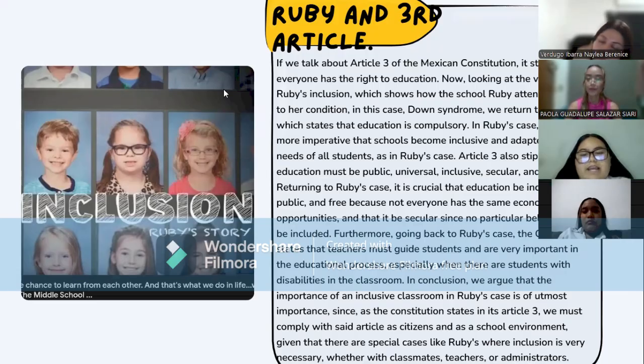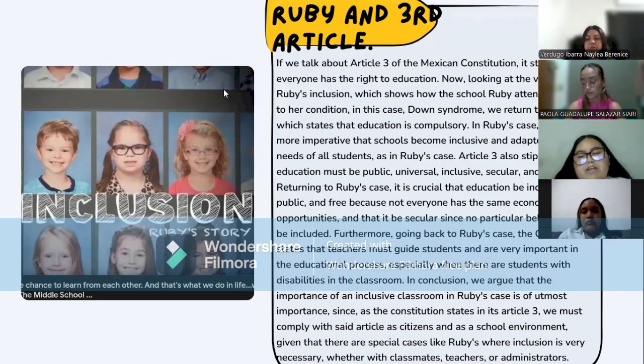Returning to Ruby's case, it is crucial that education be inclusive, public, and free because not everyone has the same economic opportunities, and that it be secular since no particular belief should be included.